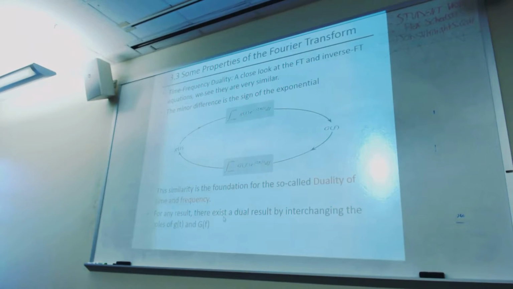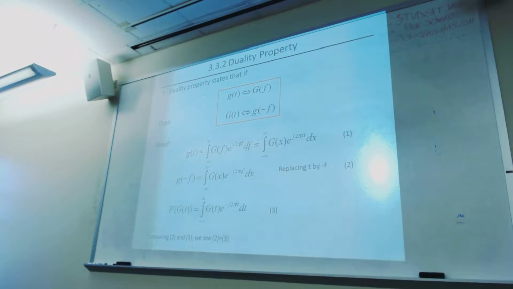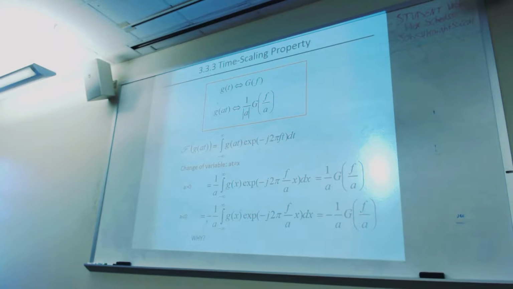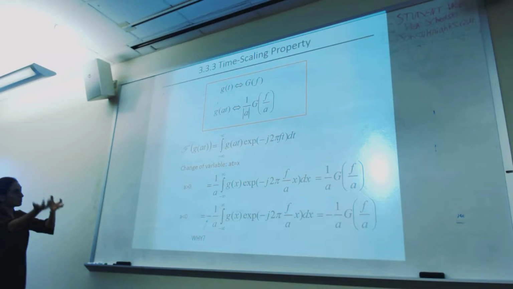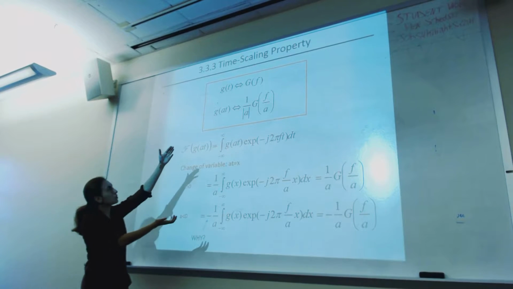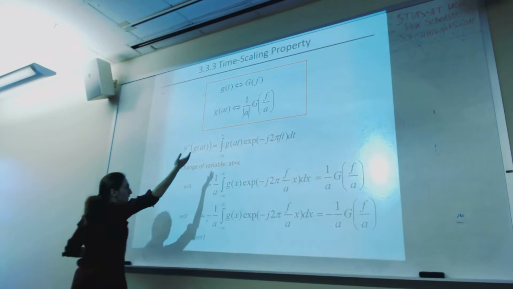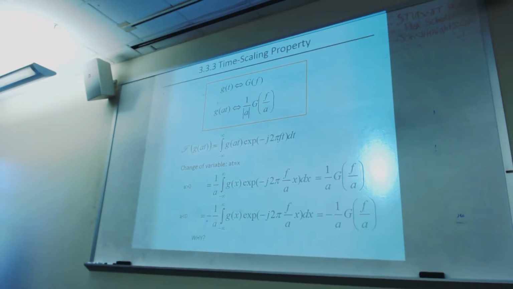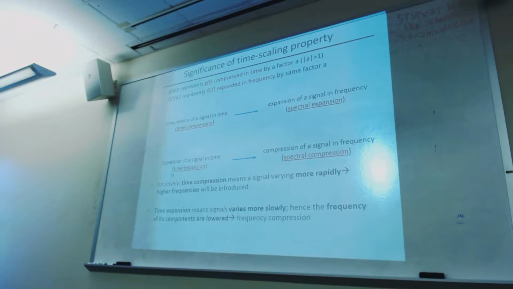And then the other one, we studied several very nice properties, linearity and then the time scale property. If I multiply the time of my signal by a factor of a, what happens in the frequency domain is as if I divide f by a: G of f over a, scaled with 1 over the absolute value of a. So these are the things that you need to have ready.